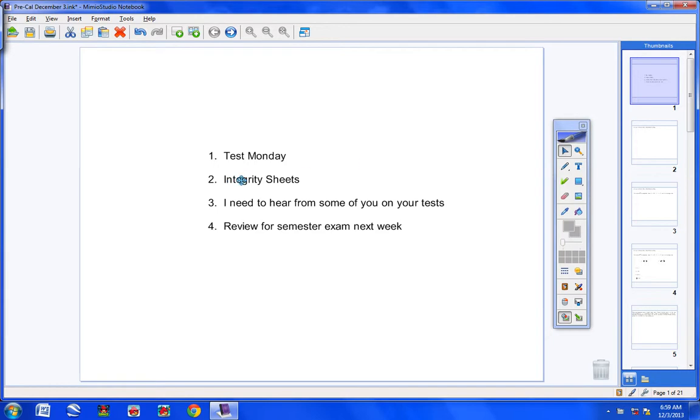There will be a test on Monday, so make sure you understand that. If you're not able to come that Monday, please let me know by Sunday. And that'll be your last test of the semester, not counting the semester exam. Your integrity sheets, don't forget when you walk in the door on Monday, what you have done is what you get credit for. So make sure you have everything finished at that time.